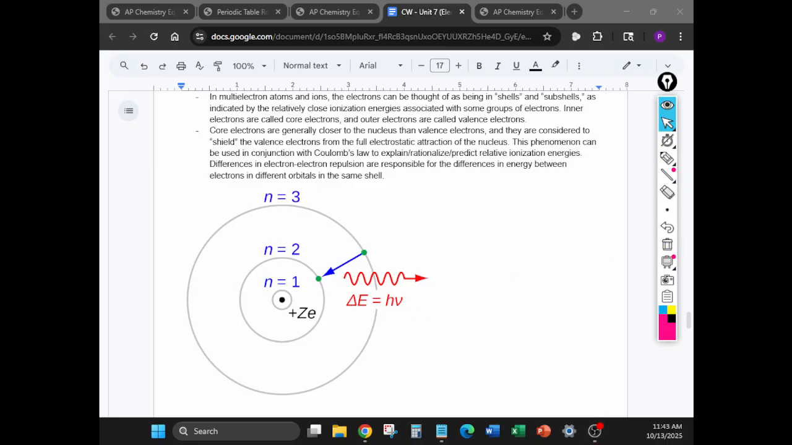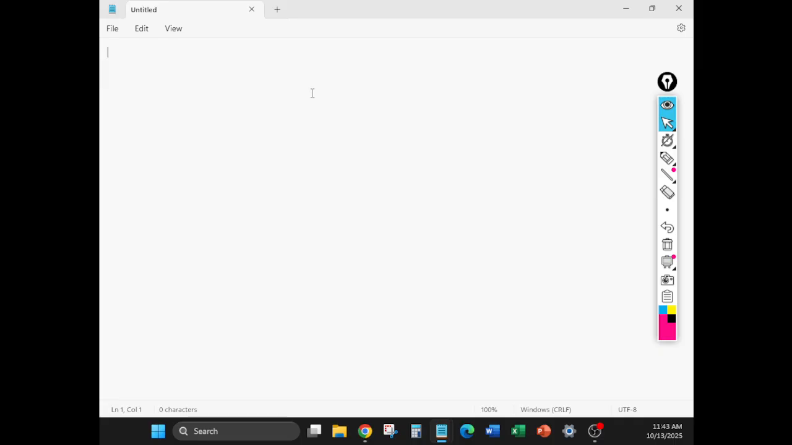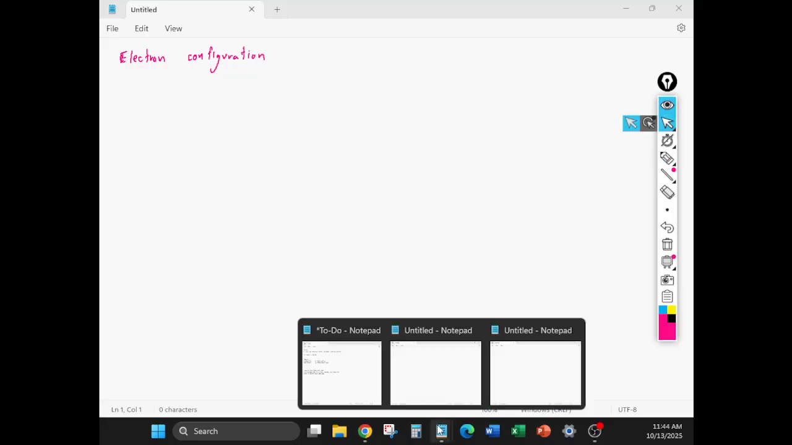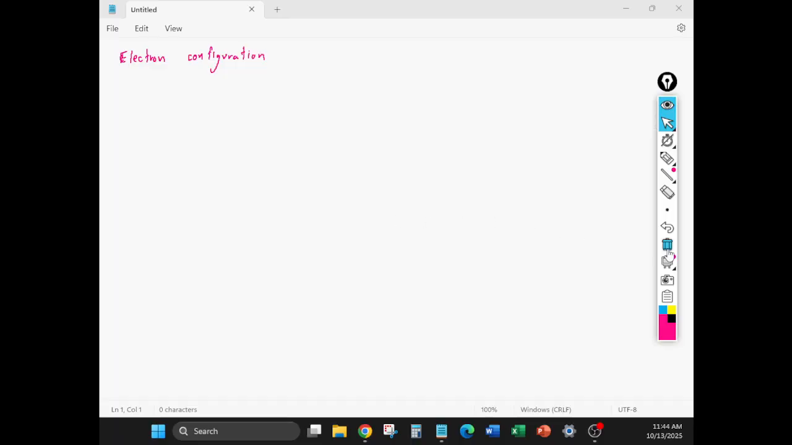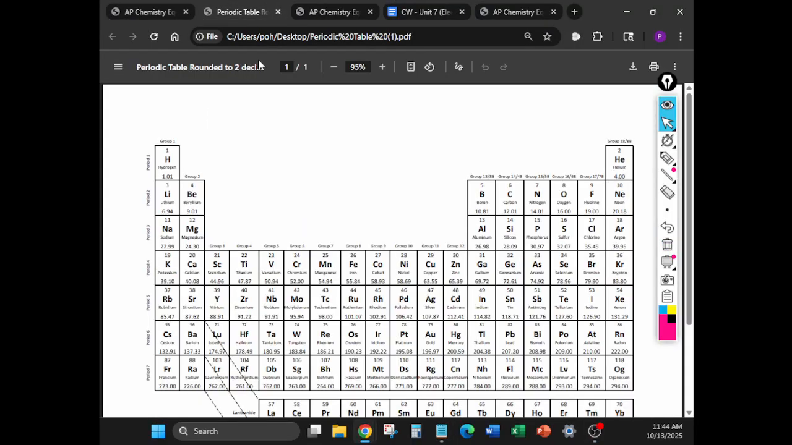I'm actually going to bring up a blank screen real quick. The first thing we're going to learn how to do is electron configuration. When we write an element's electron configuration, basically what we are writing is how many electrons it has, and also the shells and the subshells that the electrons are located in. We're going to do some examples on the periodic table real quick, and that should help you figure out how to do this. It's actually pretty simple.